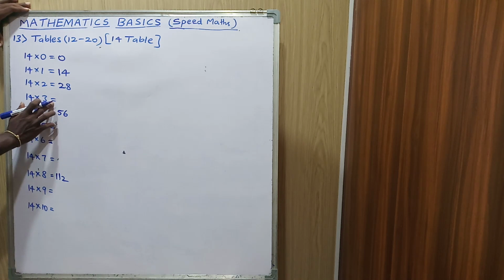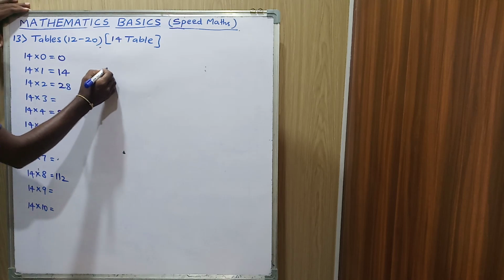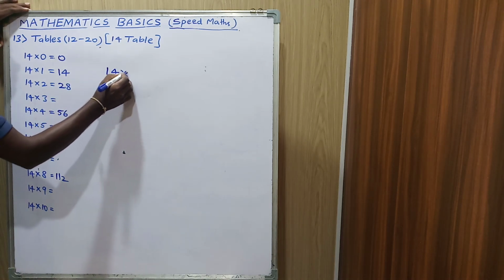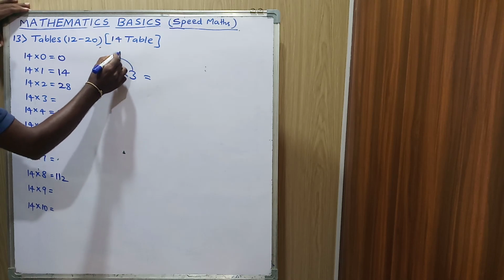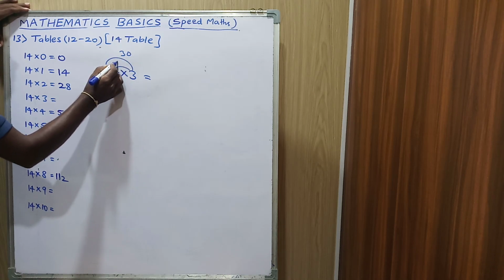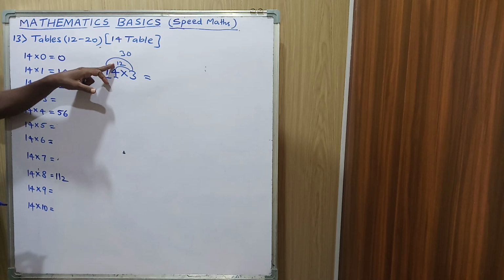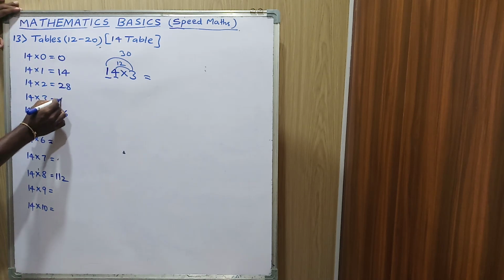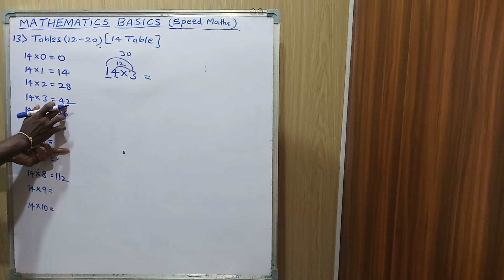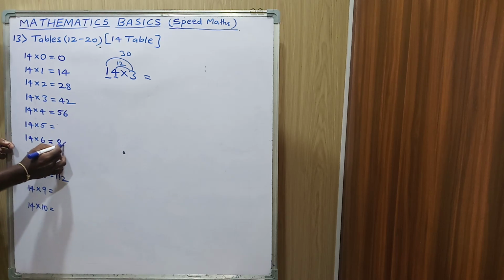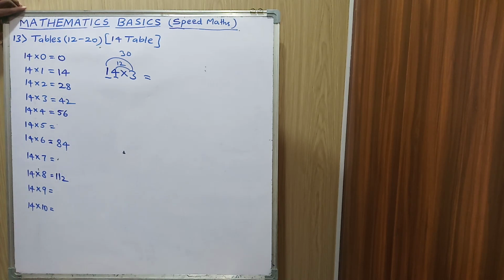Next, 14 threes are how much? To get the 14 threes answer, you need to imagine 14 into 3 in your mind. Ones place, tens place. 3 into 10 is 30, 3 into 4 is 12. So 30 plus 12 is 42. So 14 threes are 42. Next, if you double the 14 threes answer, then you will get the 14 sixes answer. So 14 threes are 42, and 42 doubled is 84.